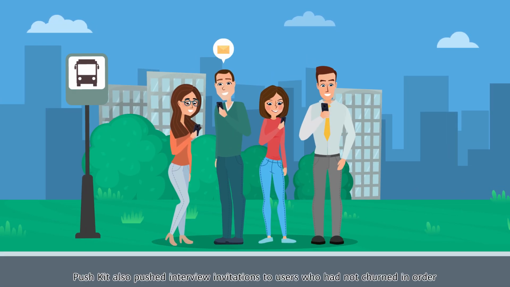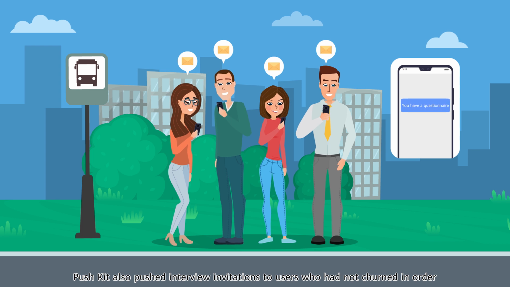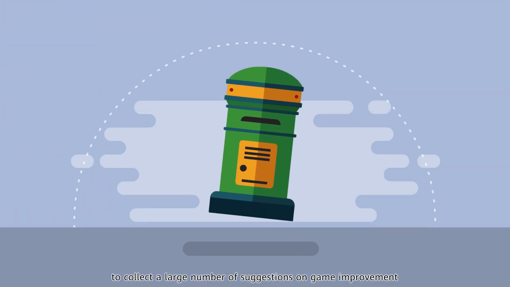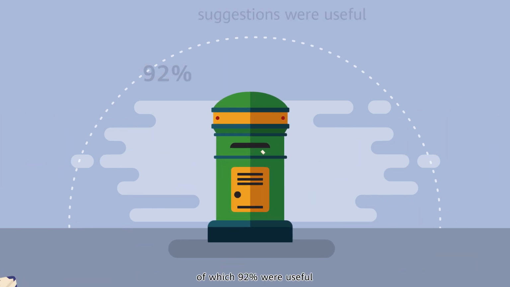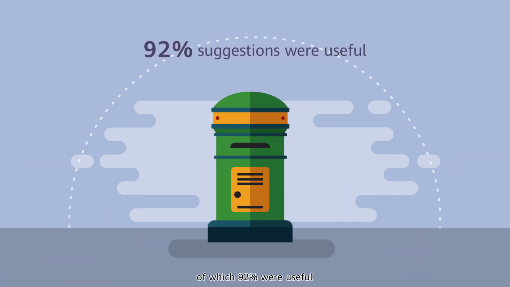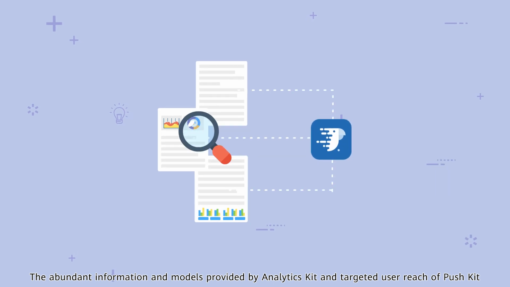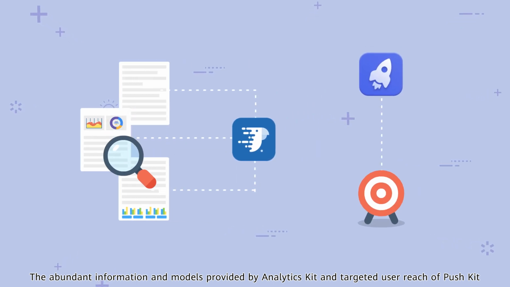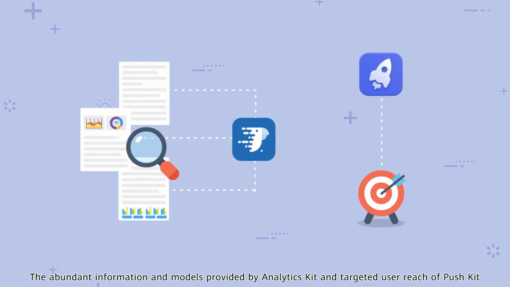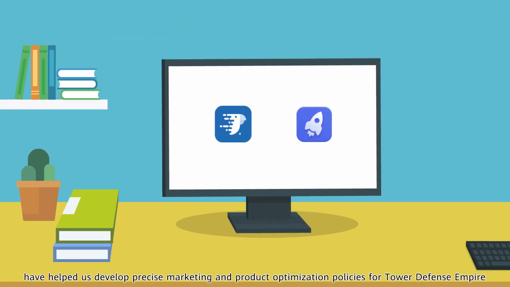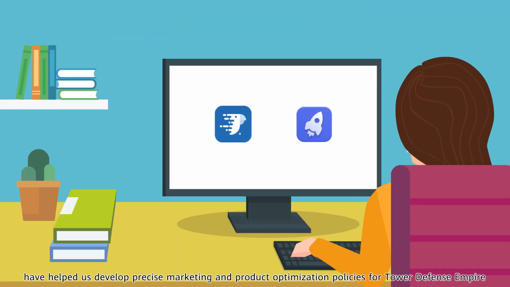In addition, PushKit also pushed interview invitations to users who had not churned in order to collect a large number of suggestions on game improvement, of which 92% were useful. The abundant information and models provided by Analytics Kit and targeted user reach of PushKit have helped us develop precise marketing and product optimization policies for Tower Defense Empire.